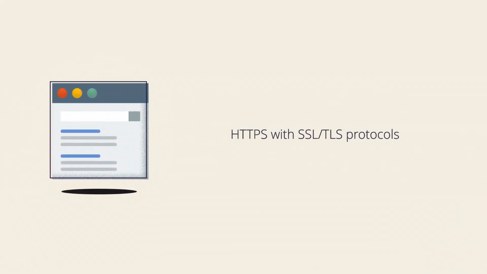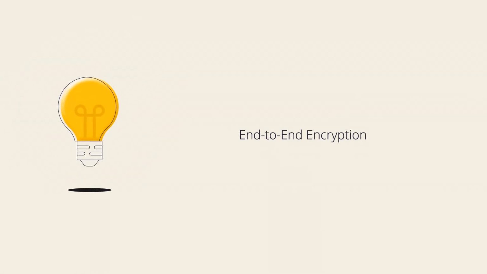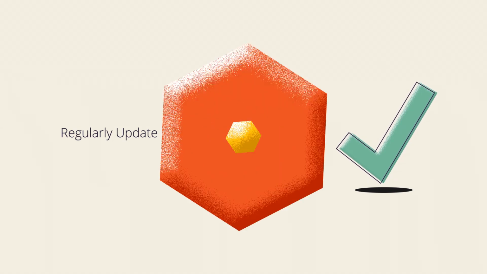Ensure websites use HTTPS with SSL/TLS protocols for encrypted communication. Applications like WhatsApp use end-to-end encryption to protect user data during transmission. Secure your encryption keys separately from encrypted data. It's important to regularly update encryption algorithms to stay ahead of vulnerabilities and update your software to the latest standards.